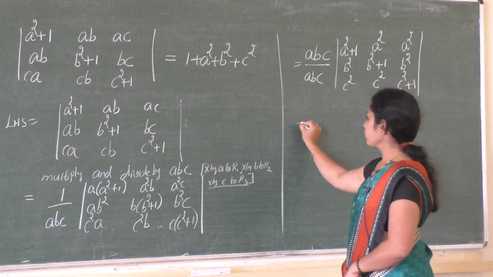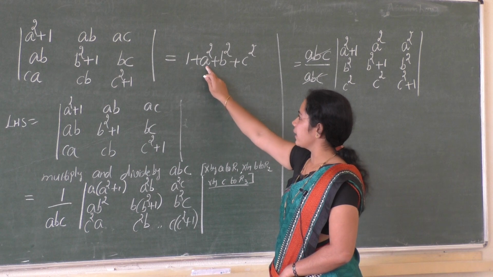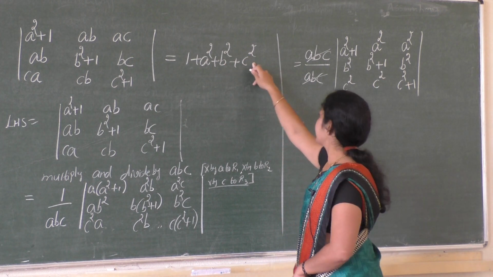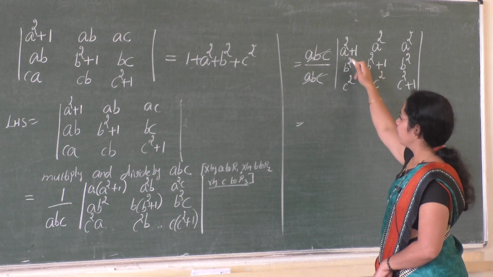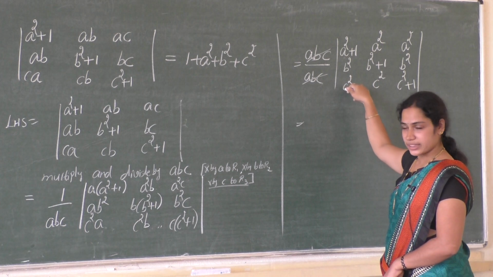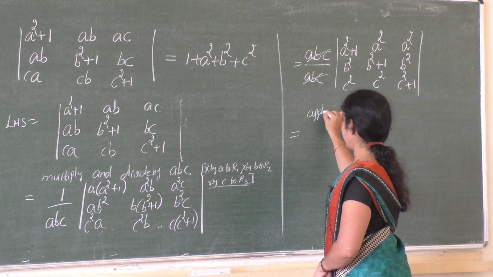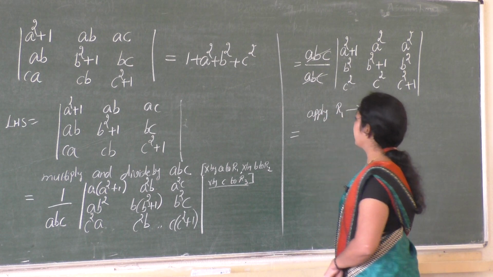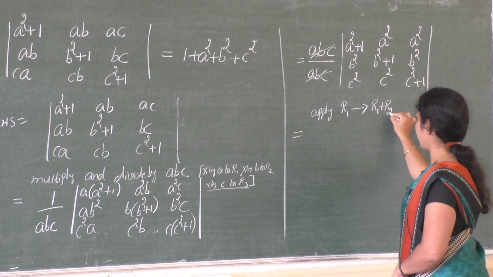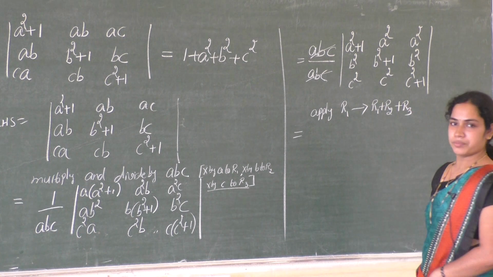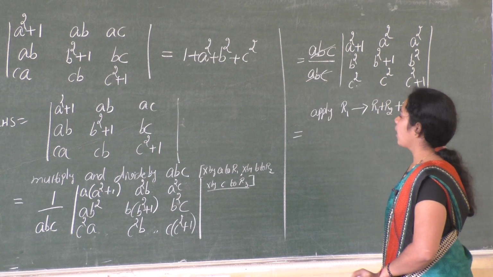Now ABC cancels here. We need to get 1 plus A square plus B square plus C square. See, column wise, 1 plus A square plus B square plus C square. So which operation can we apply? Let us add all the values, that is R1 plus R2 plus R3.